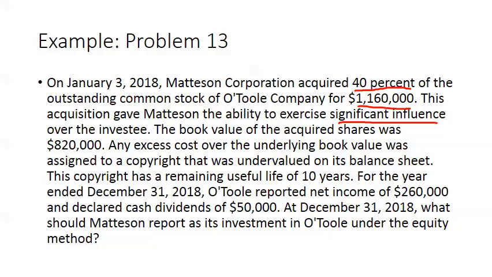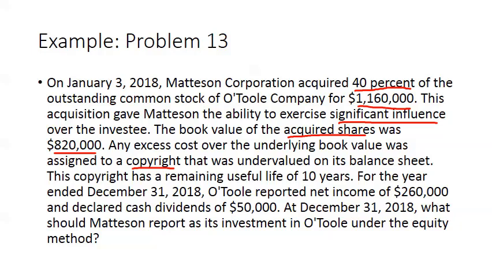The book value of the acquired shares. Now this is critical here. They're already adjusting by the percentage we bought because it says the book value of the acquired shares. It didn't say the book value of the whole company. If it tells you the book value of the whole company, then I would have to multiply it by 40%. But they're already telling you they've adjusted it. Any excess cost over the underlying book value was assigned to a copyright that was undervalued on its balance sheet. So they're saying the entire excess goes to the copyright. In other words, there's no goodwill in this problem.